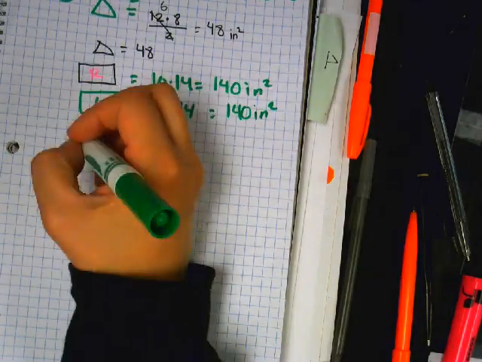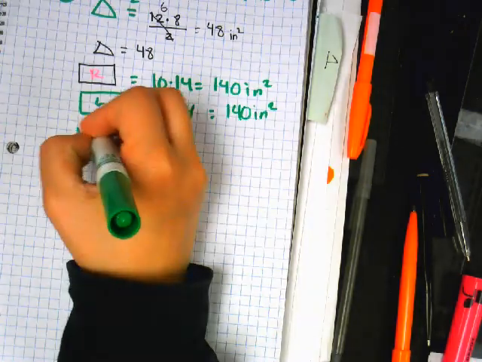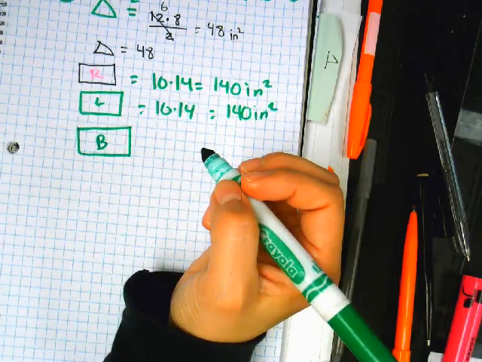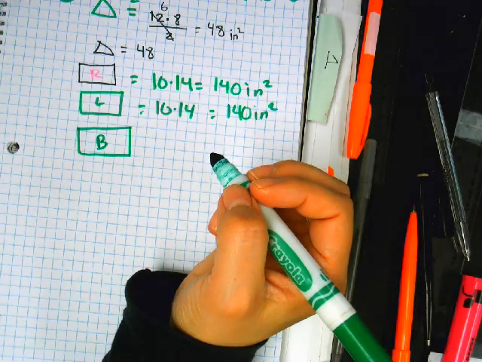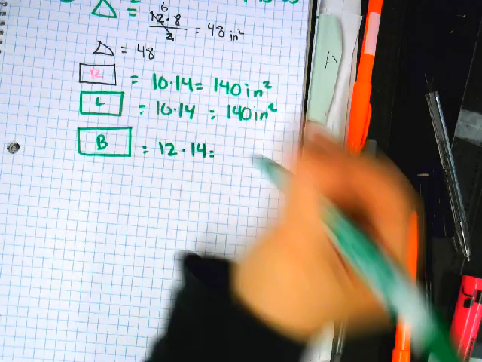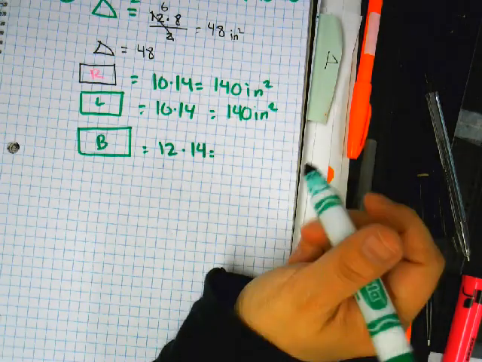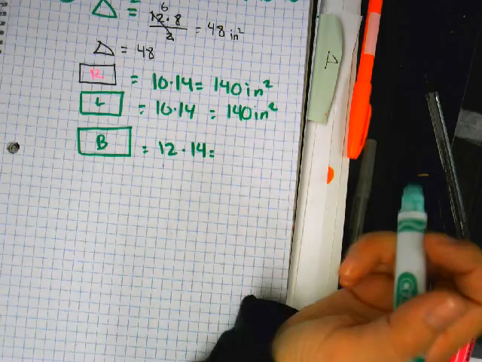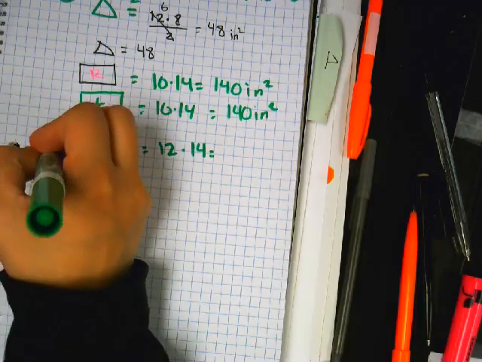Now, the last rectangle, which is located where? The bottom. What are my two numbers for the bottom one? 12 times 14. What in the world is 12 times 14? Earth. Welcome to Earth.